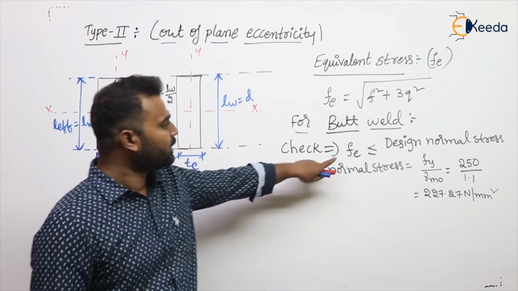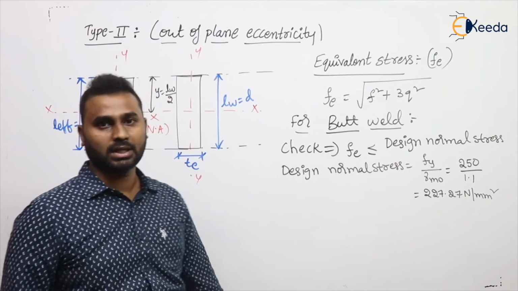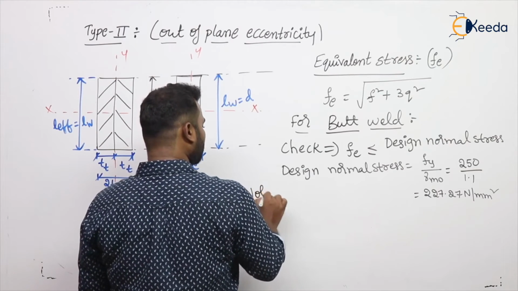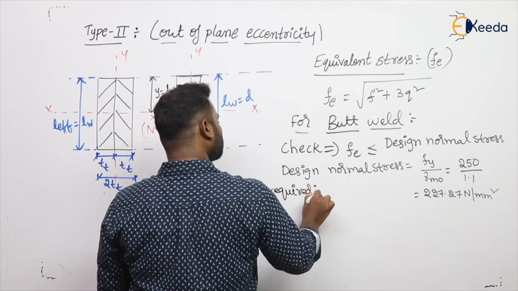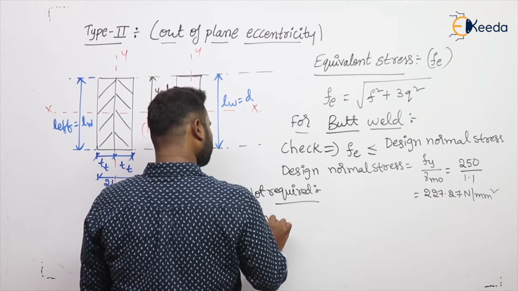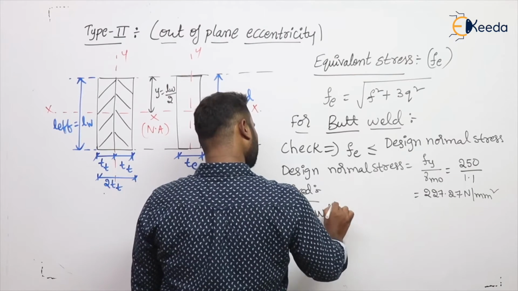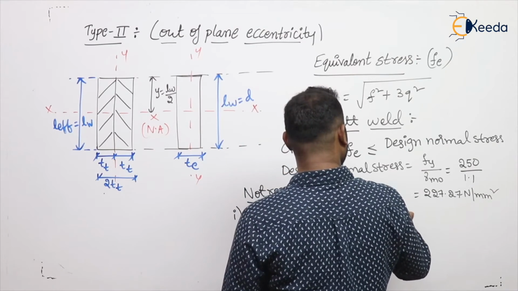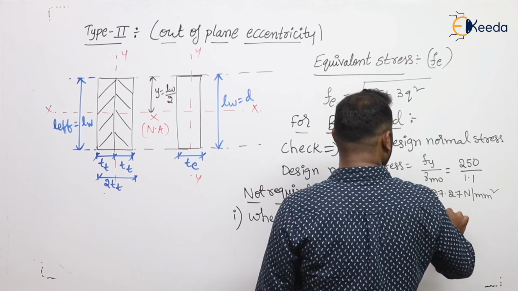So for butt weld, the equivalent stress should be less than or equal to design normal stress. Is that clear? Now again, here also some exceptions are there where this check is not required. Now let us see what are the cases in which the check is not required. The first case, when butt welds are axially loaded.